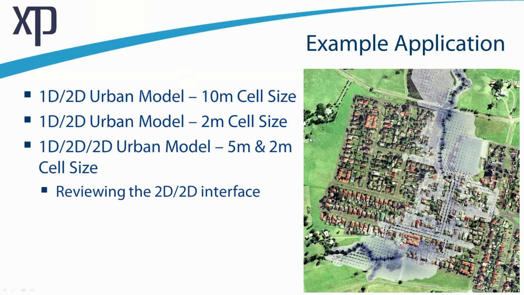Let's look at an example application. On the right of your screen is an urban area nestled within a rural area. So we're going to look at modeling this area using just a simple, we'll represent the in-bank areas using 1D. Then we're going to model the overbank areas with a 10-meter grid, a 2-meter grid, a 5 and 2 meter combined model using the interfacing I've just described. And then very importantly, like with all modeling, you need to review your results and make sure that it's working as you think it should be.